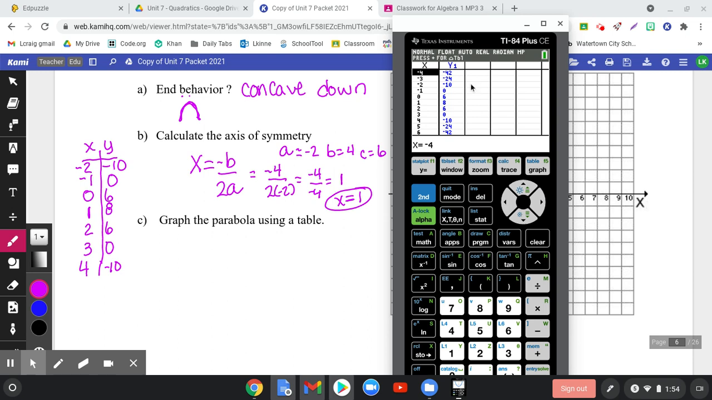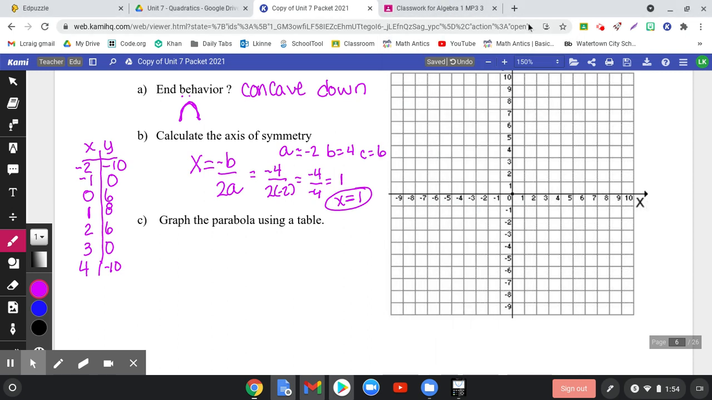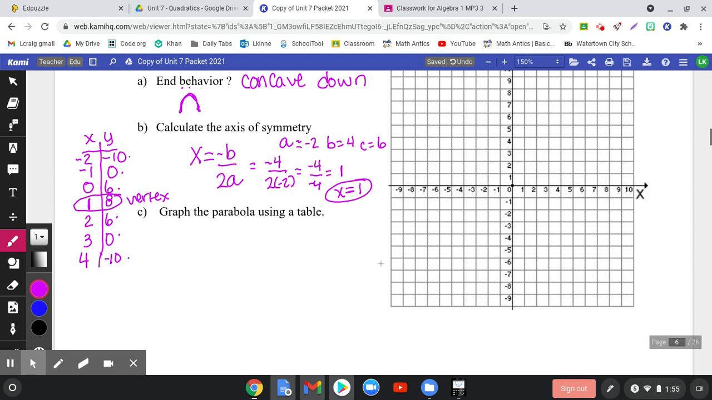All right, so if you look at this table, there's a lot going on here. Right here is your vertex. That's your turning point. Everything else has a match. See, 6, 6, 0, 0, negative 10, negative 10. That point in the middle is your vertex, okay? So it says graph the parabola using the table.